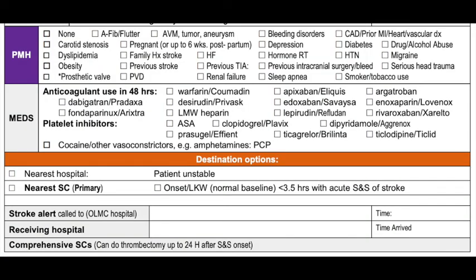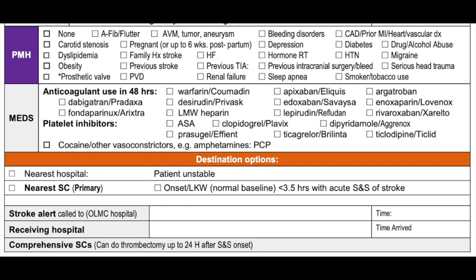Last but not least, we have past medical history and medications. There's a lot of information on this list for the past medical history. These are all the risk factors for a stroke. I'm not going to cover all of them, but some of the big ones are AFib, A-flutter. We all know that that can lead to stagnation of blood in the atria, which is going to form blood clots, which can lead to an embolic stroke.